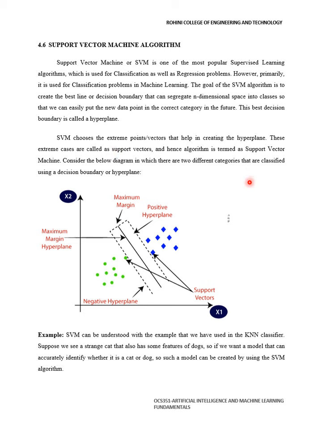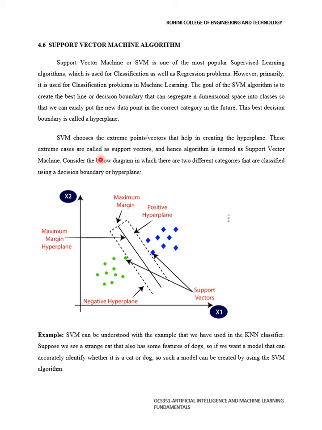The goal of the SVM algorithm is to create the best line or decision boundary that segregates n-dimensional space into classes, so that we can easily put the new data point in the correct category in the future. The best decision boundary is called the hyperplane. Here you can see the hyperplane, the positive hyperplane, the negative hyperplane, and the maximum margin hyperplane. Based upon this hyperplane, the data points are classified.